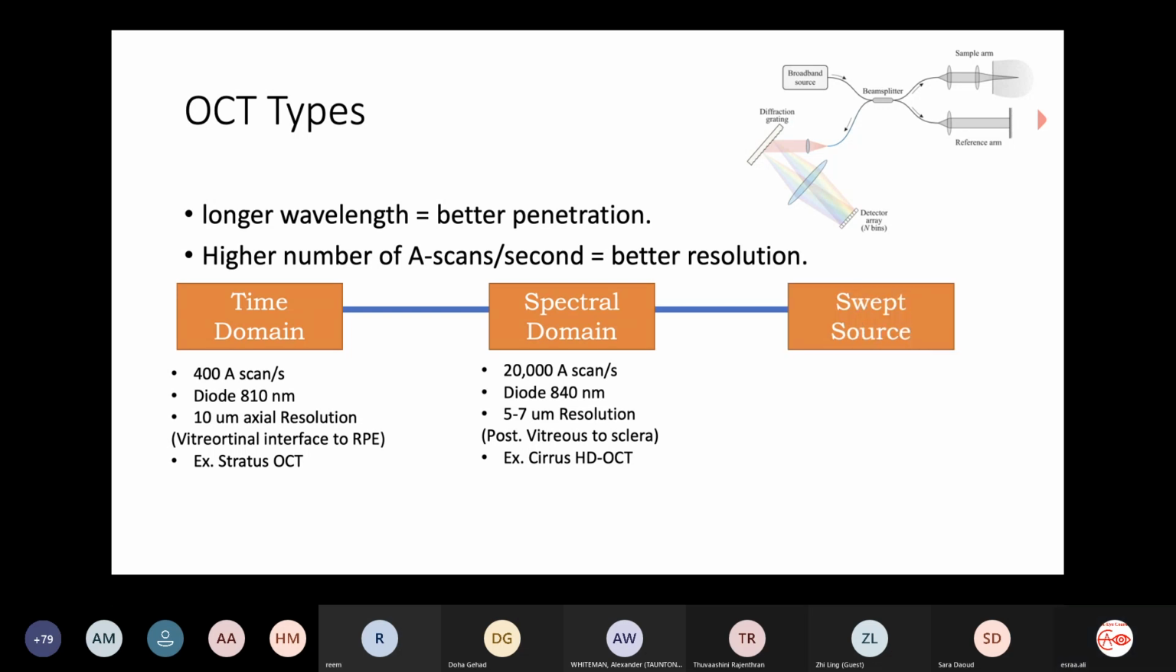And then you have the same wavelength, so the resolution was yes, a bit better, but not very much different. The most updated now is the Swift source. It can give you 100,000 A scans per second, and you have a tunable laser that can change its wavelength, so you can have up to 1050 nanometers, so it can give you up to 5 micrometer resolution.